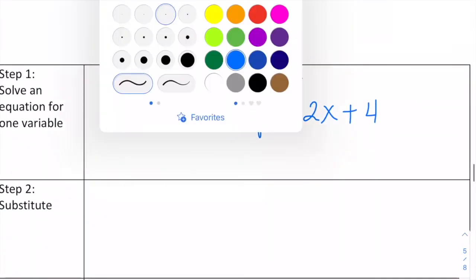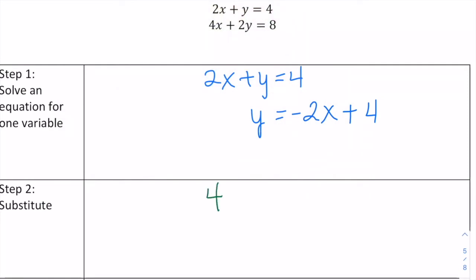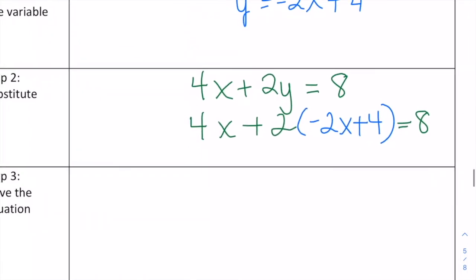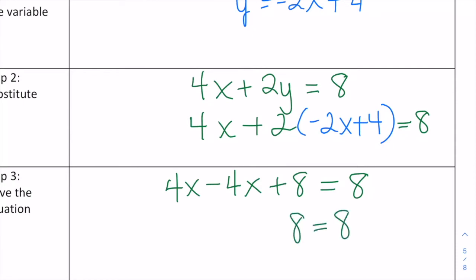Okay, now we're going to substitute that into the other equation, which is 4x plus 2y equals 8. So wherever we see the y, we're going to replace the y with negative 2x plus 4, and then solve for x. Okay, so from here, let's make sure that we distribute. So 4x minus 4x plus 8 equals 8. You can see the x's go away, and so we get 8 equals 8. Now, this is true.